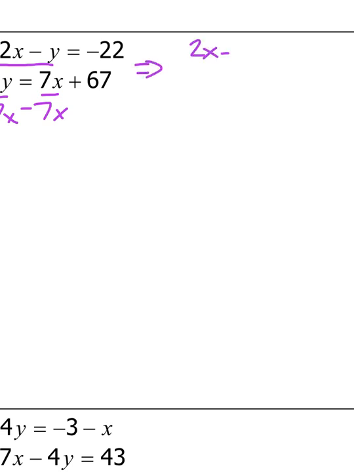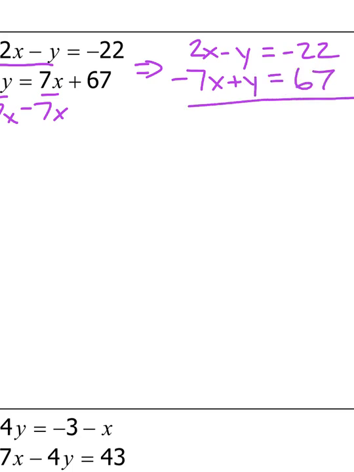I've got 2x minus y equals negative 27, or 22, excuse me. 2x minus y equals negative 22. And down below that, I have negative 7x plus y equals 67. Simplistic, eh? Well, hopefully you're already looking at this because the next step is to find my common coefficient. And I hope you noticed already that 2 and 7 are not common coefficients. But in front of the y's, we do have 1's. So that's pretty nice. I could actually just use that to my advantage.